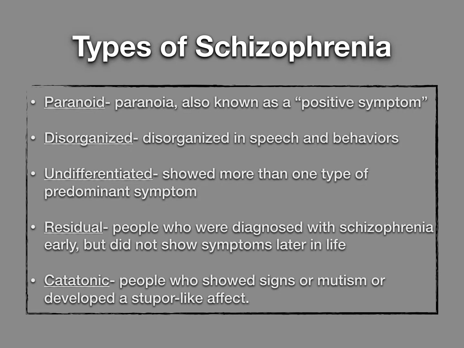Residual are people who were diagnosed with schizophrenia early but did not show symptoms later in life. Catatonic, people who showed signs of mutism or developed a stupor-like effect. So you can see this on their face, the way that they interact with people.